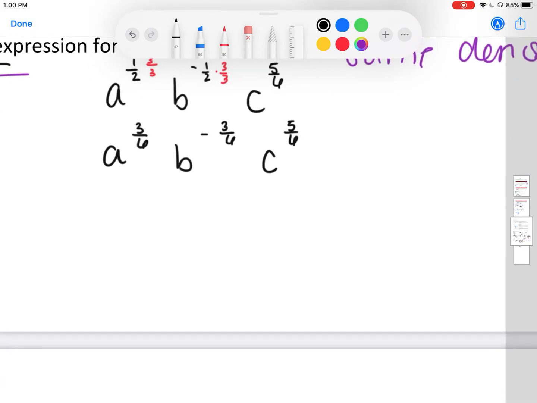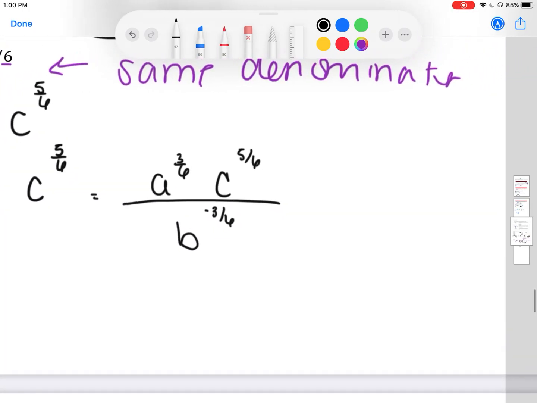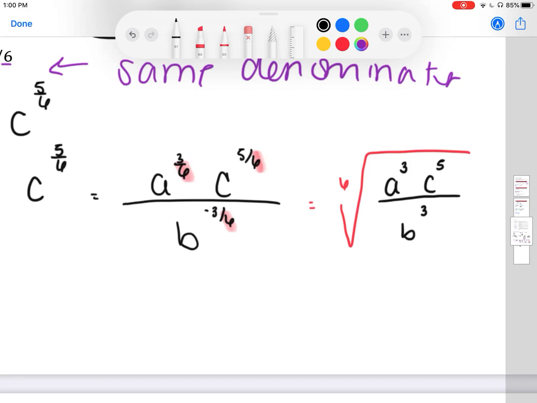Okay, let's move my b to the bottom because it's negative, right? So I have b to the 3/6 on the bottom, a to the 3/6, and c to the 5/6. Now we want to write it as the same radical. Because we all have that denominator 6, I can write all of them under the 6 radical. On the inside, I have my numbers with their corresponding exponents. So I have a to the 3rd power, c to the 5th power, and b to the 3rd power. And that was supposed to be positive because we moved it down. That was very tricky.